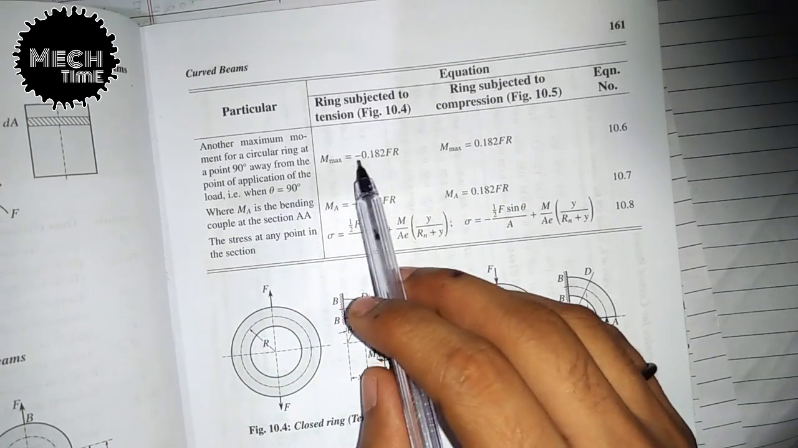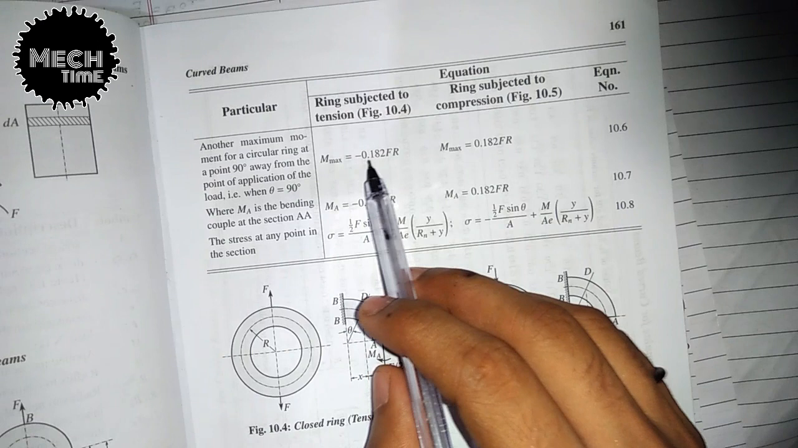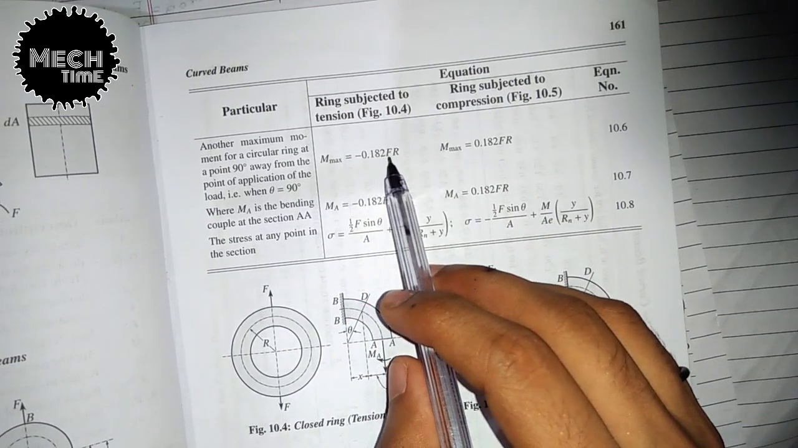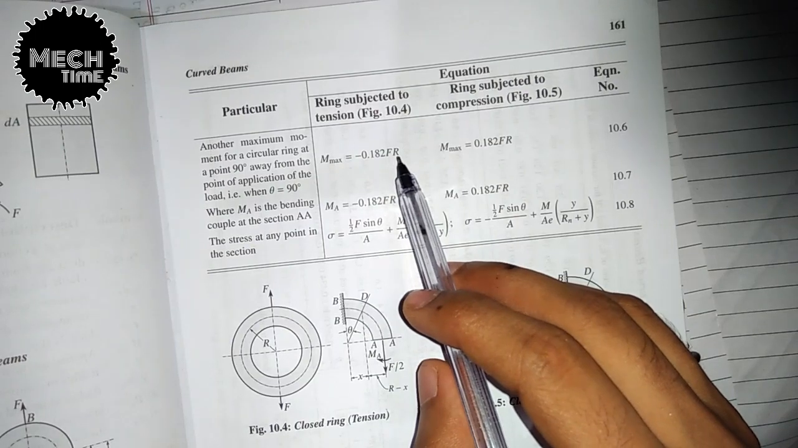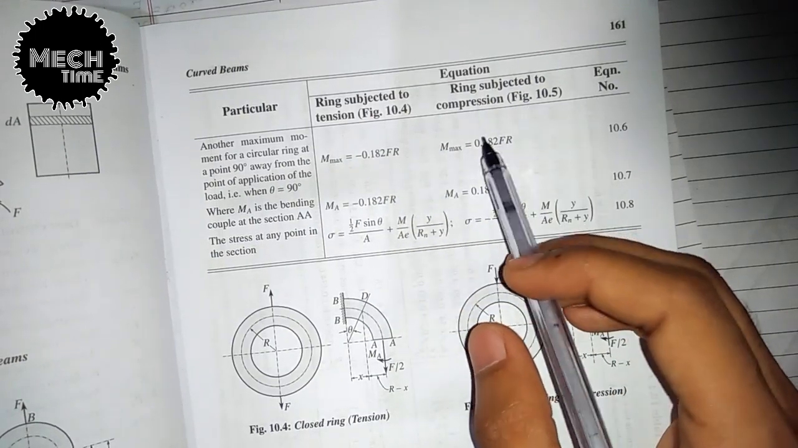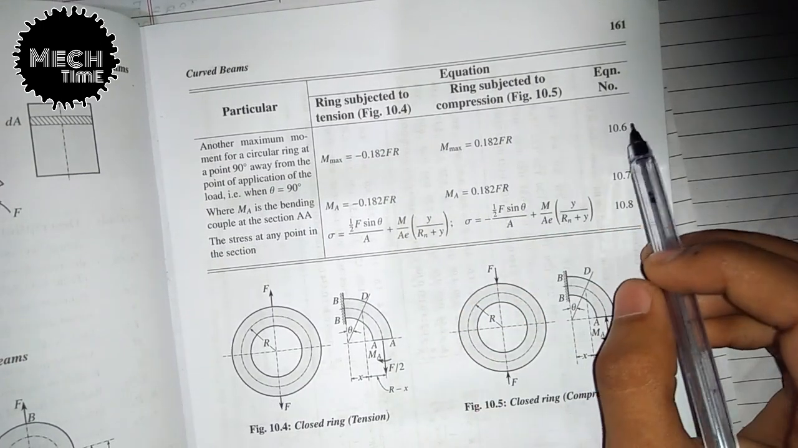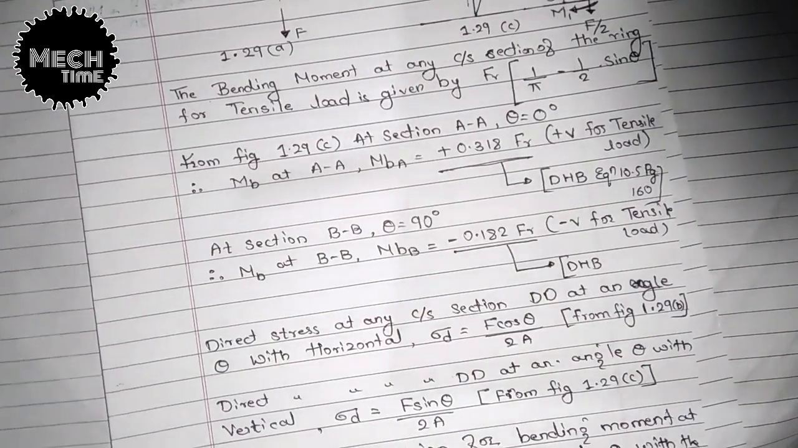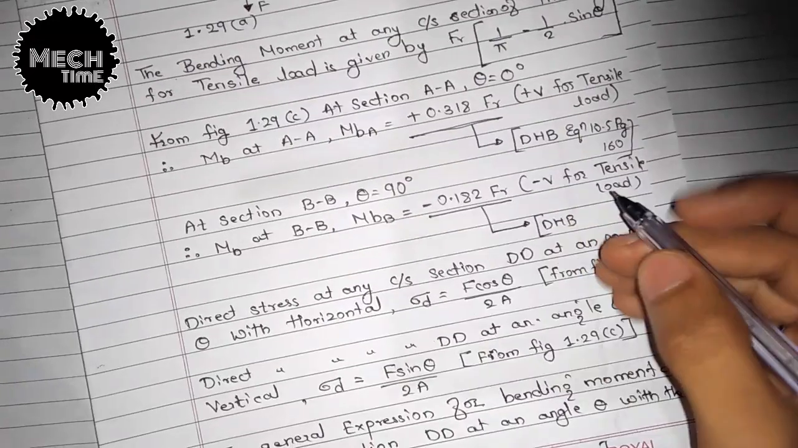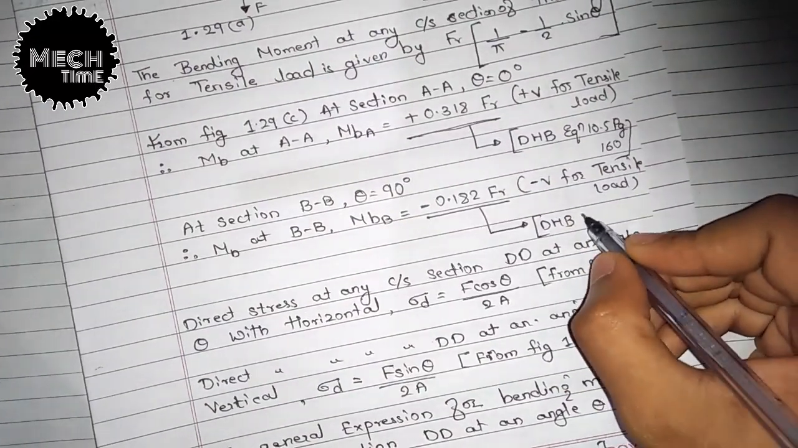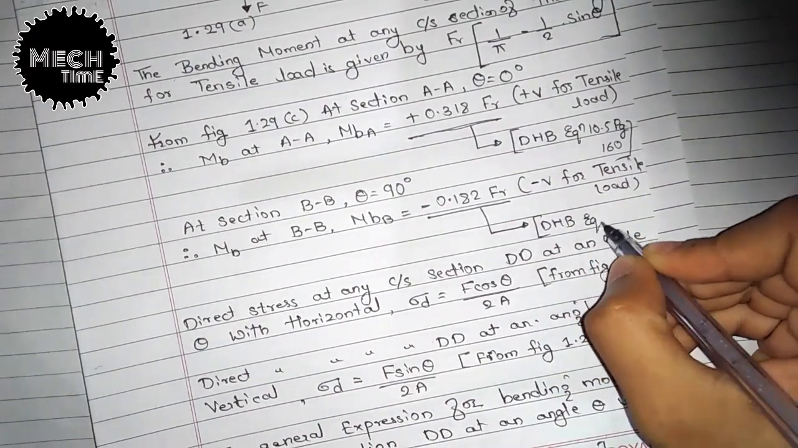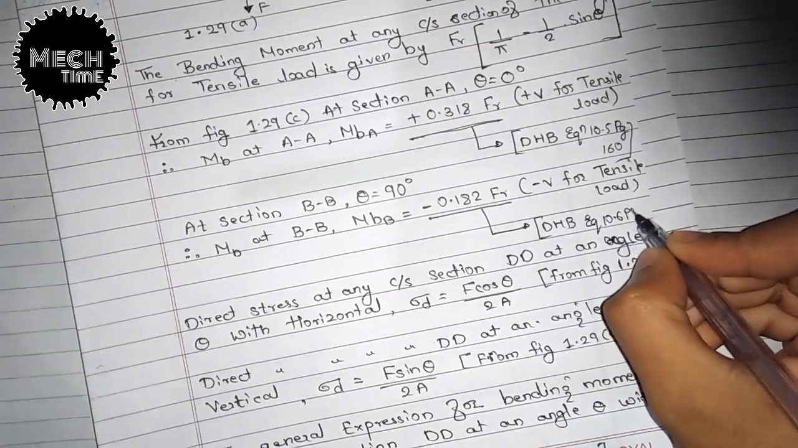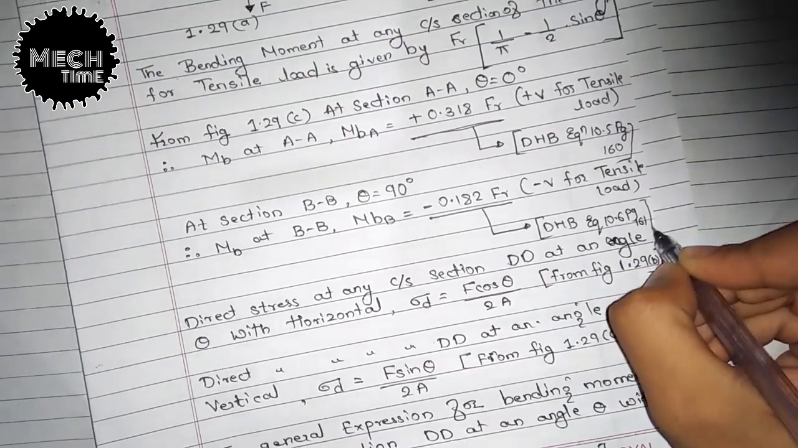For 90 degree bending moment, if you apply, at section B to B, that is minus 0.182 Fr. This is for compression, and it's there on page number 161, equation number 10.6. Everything is there in the data handbook. You just need to remember how to solve and how to write equation 10.6, page number 161.